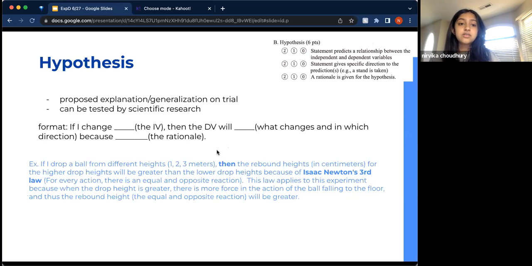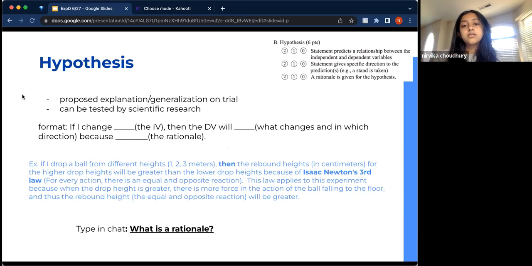Because without the rationale, you're just making a statement and you're not backing it up with anything. So type in chat, what is the rationale? Like a general definition of what a rationale is. In this case, it would be Newton's third law, but what exactly is it? Yeah, the reason. It's like a justification or reasons for your hypothesis. Yeah, the reason in scientific terms, definitely. Okay.